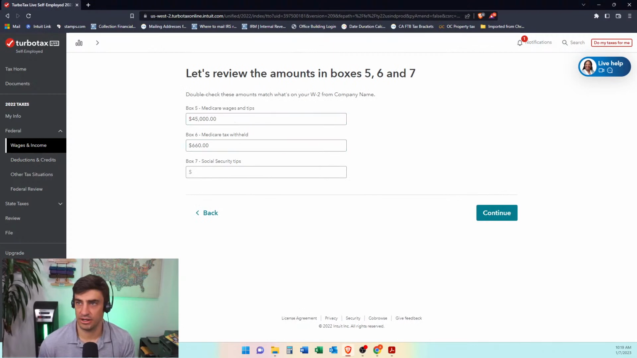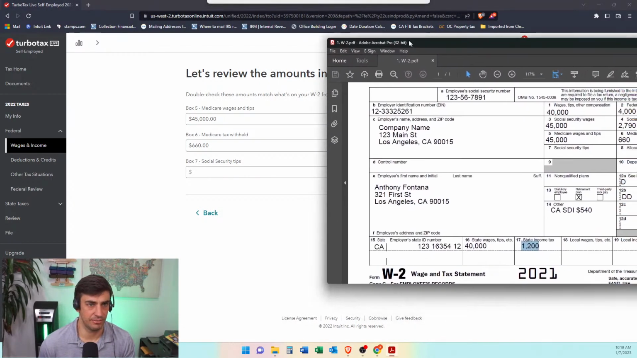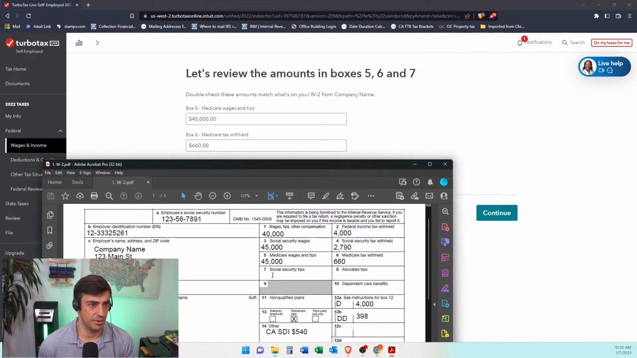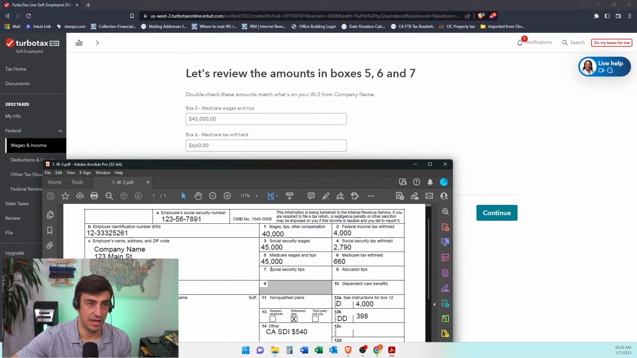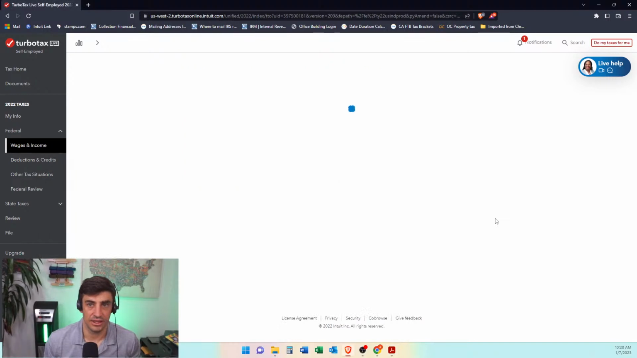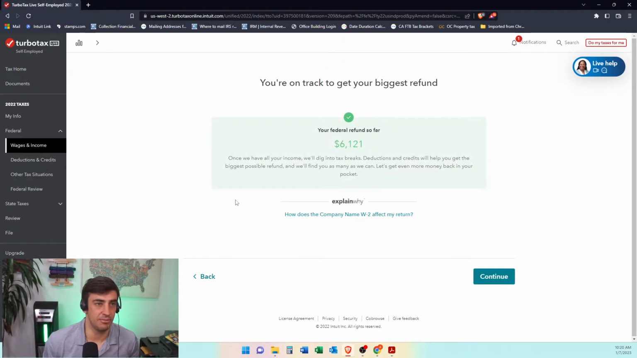Let's review the amounts. Yep, those look correct. This is also important, Medicare, because once you reach a certain threshold, I think it's $250,000 when you're married filing jointly, if you make over that, there's additional Medicare tax you have to pay. And if you've already paid it, we take it into account, which is what we're doing here. So 4, 6, and 7, but we don't have anything on 7. That looks correct. Keep on keeping on here.